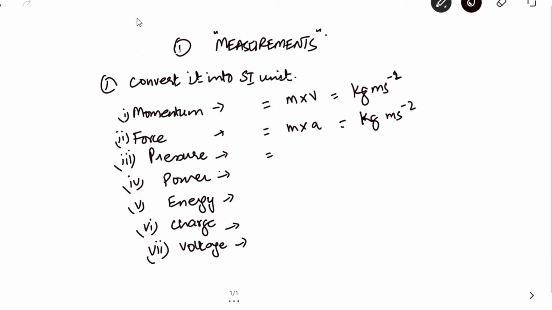Pressure is defined as what? That is force applied on an area. So force divided by area. Force, we have already found out, is kg ms^-2. Area is defined as m^2. So we will be taking this 2 upwards, so it will become kg m^-1 s^-2.